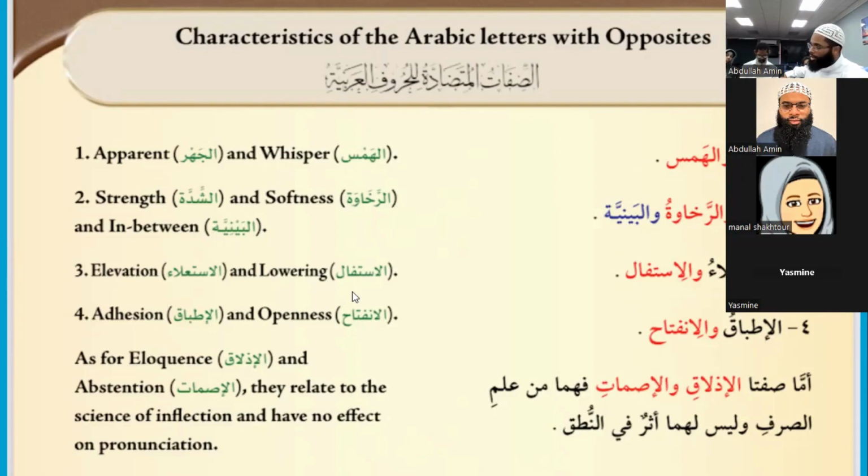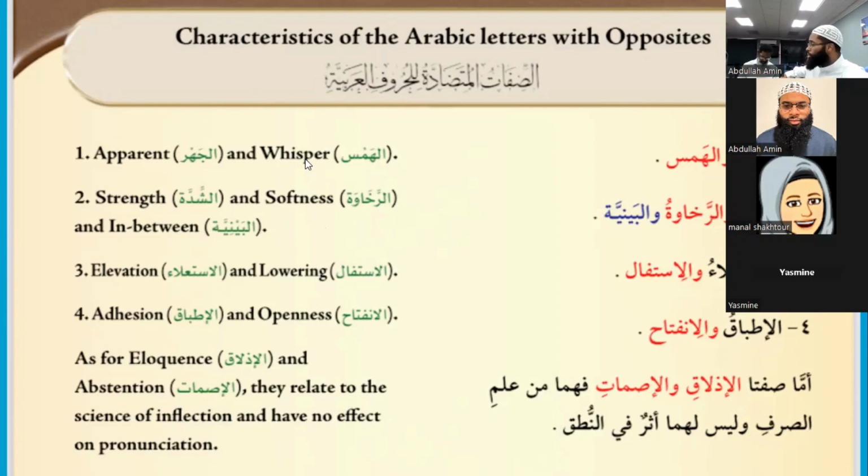It can also be istifal. If it's istifal, it cannot be elevation. So it's whisper, softness, and lowering. It can also be infitah. So it has four characteristics. That letter, for example, is sin. Sin is hams, whisper, soft, lowering, and open. So every letter has to have one of each of the opposites, or one of each of the categories.